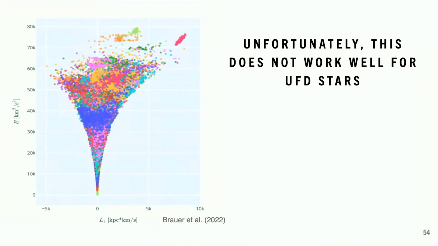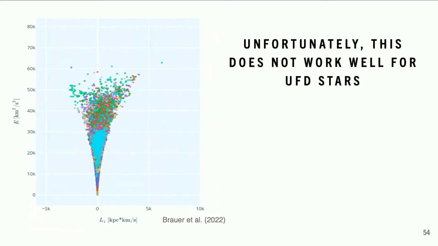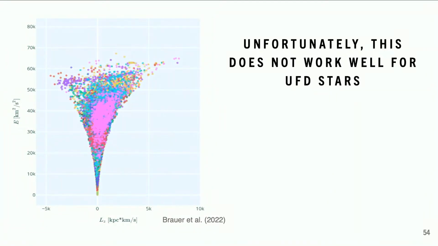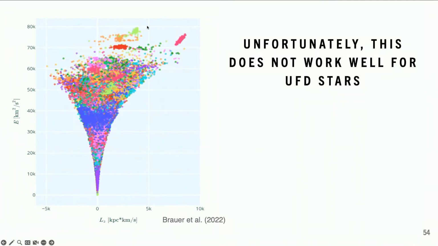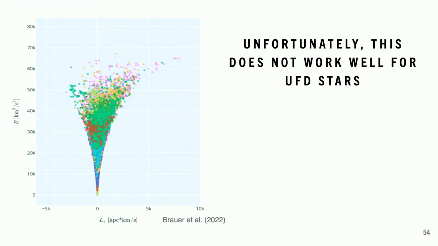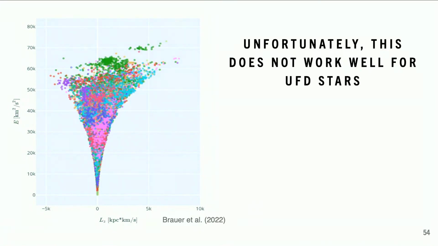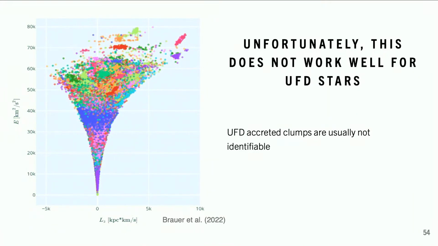This is ordered based on when they merged. The stuff that merged a really long time ago has relaxed a lot, so it's low energy, it's all overlapping, it's not cohesive at all. Later on, you start to see some identifiable clumps up here, but it's only a small fraction. Which is not a shocking result, but it's still a bit disappointing, as people wanted to be able to use this method. So generally speaking, ultra-faint dwarf accreted clumps are not identifiable.